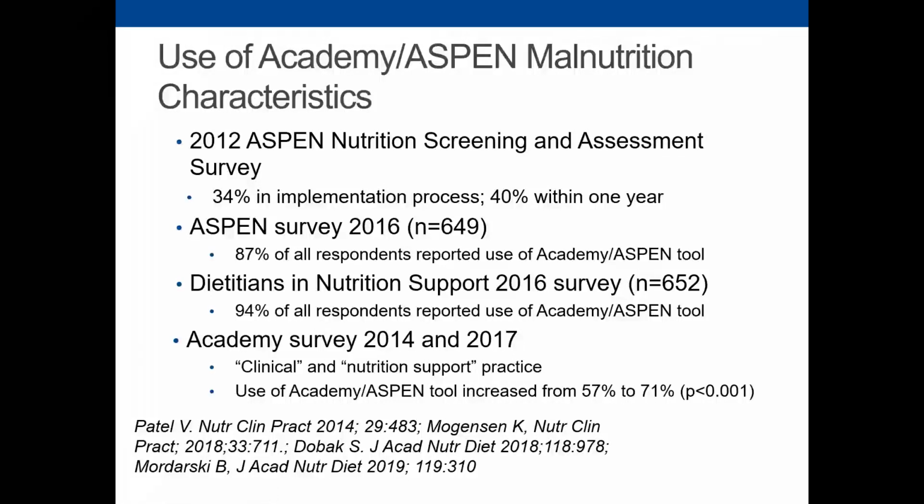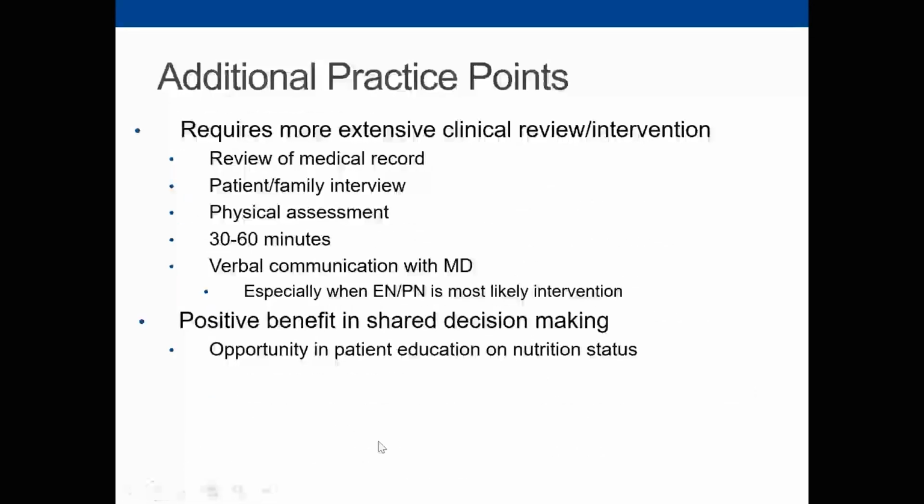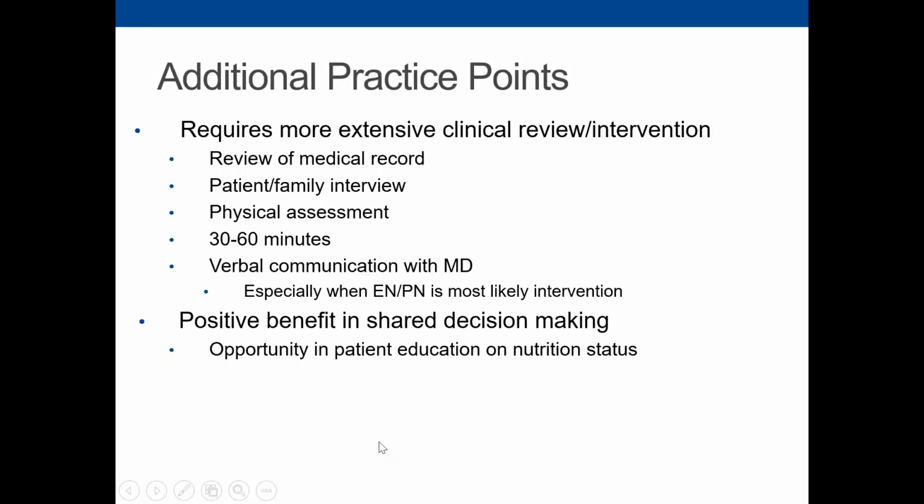So this reflects all, this was sent to anyone in the Academy that has indicated that they are a clinical practitioner or a nutrition support practitioner. So a more generalizable population in terms of the survey respondents. So I think this probably is more reflective of what's occurring in the United States. And then lastly, I just wanted to add a couple of practice points.